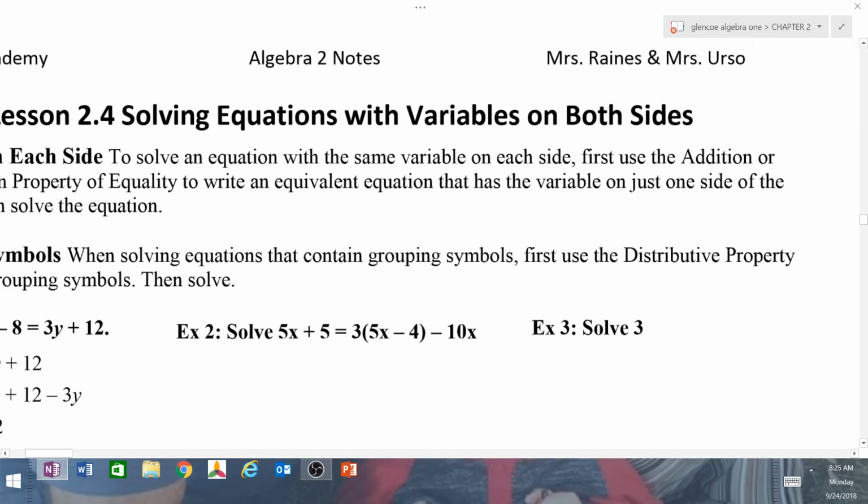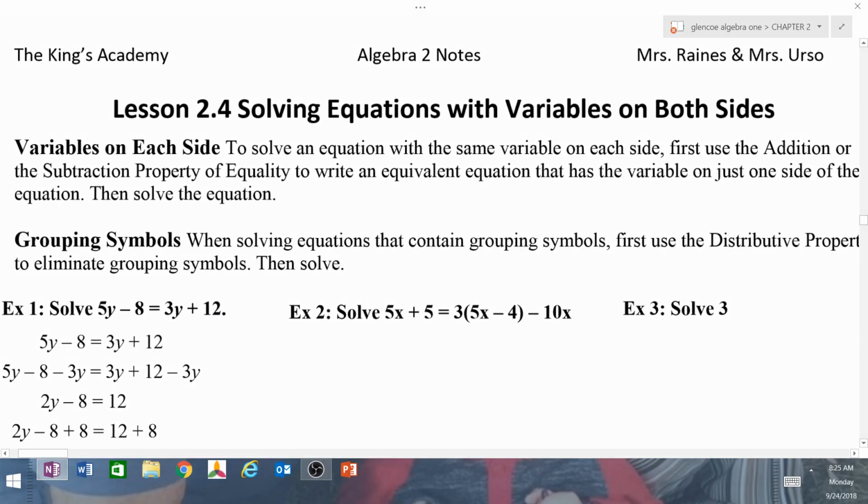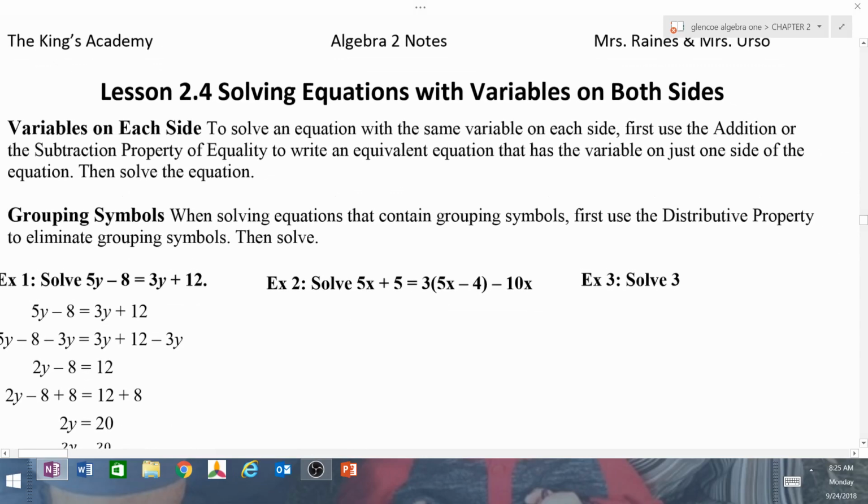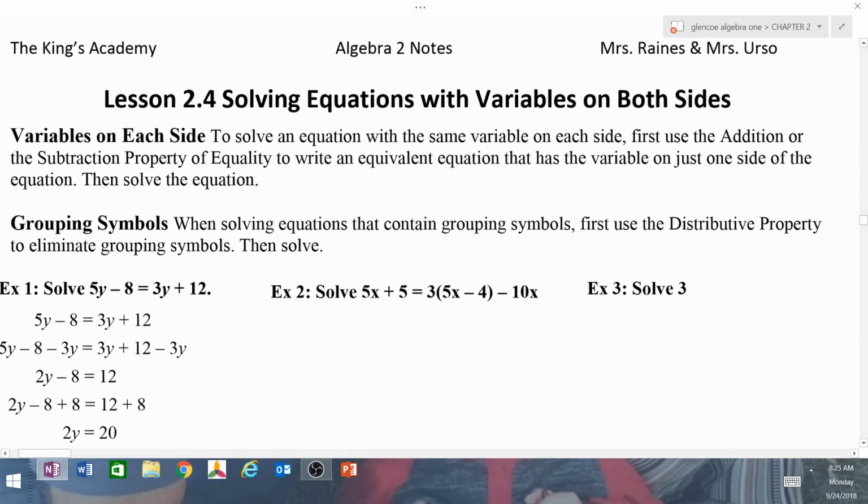So let's just look at our rules. Again, solving an equation with variables on each side. To solve an equation with the same variable on each side, we first use the addition or subtraction property of equality to write an equivalent equation. If you have grouping symbols, we need to remember to use the distributive property.